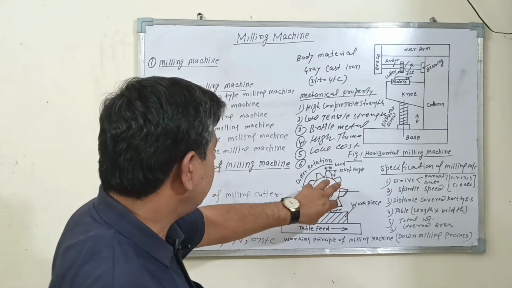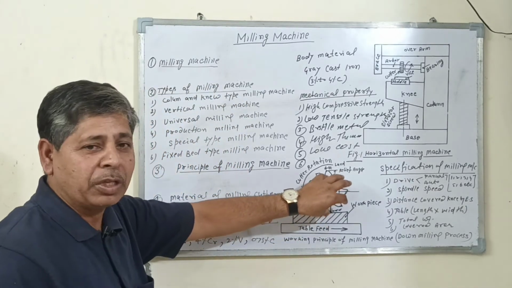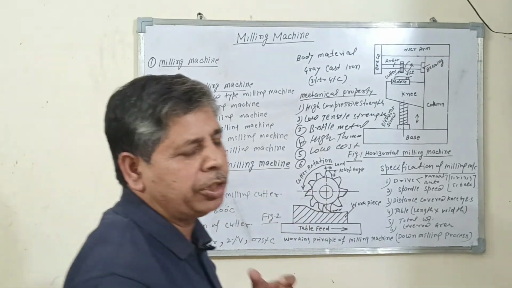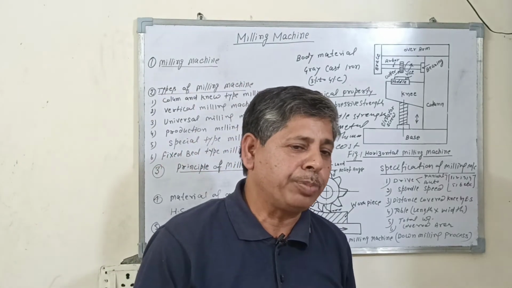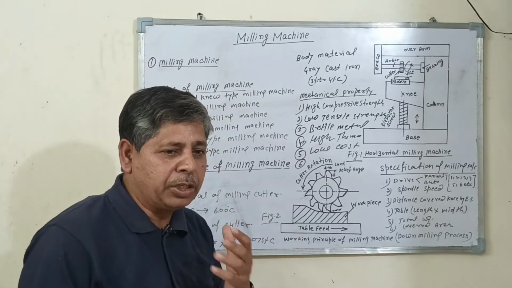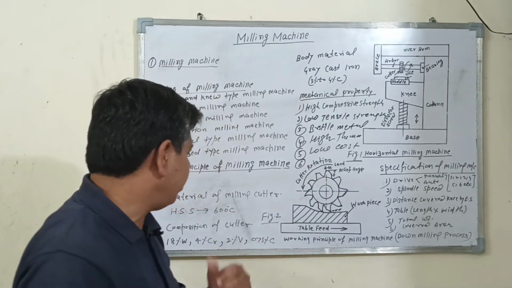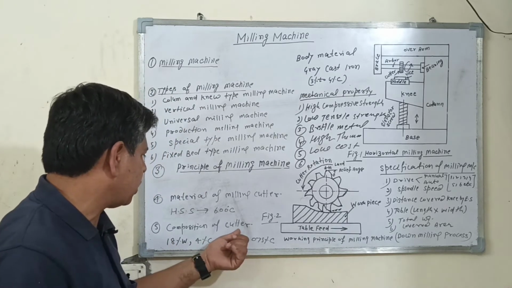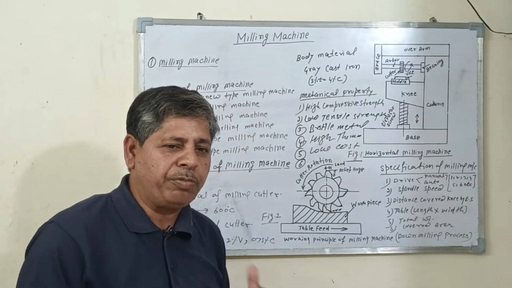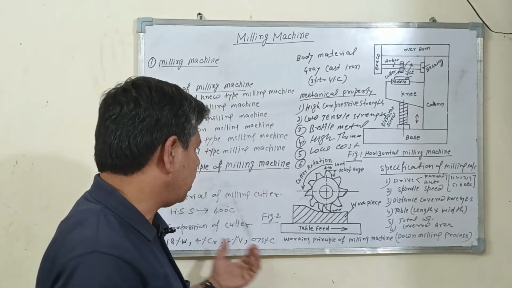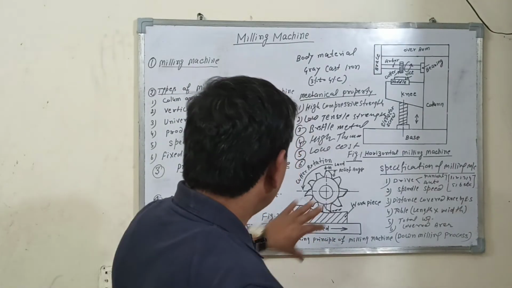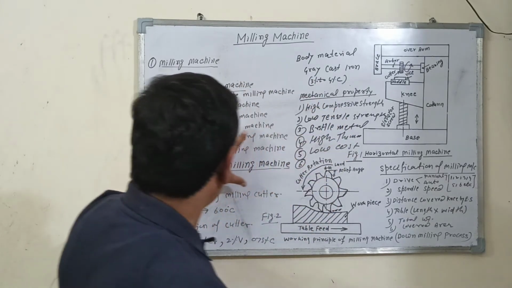So what is the material of this cutter? The cutter is made of high speed steel. High speed steel can withstand temperatures up to 600 degrees Celsius; beyond that it loses its hardness and the tool life is very short. Fifth is the composition of this cutter: 18% tungsten, 4% chromium, 2% vanadium, and 0.7% carbon are used in this material.